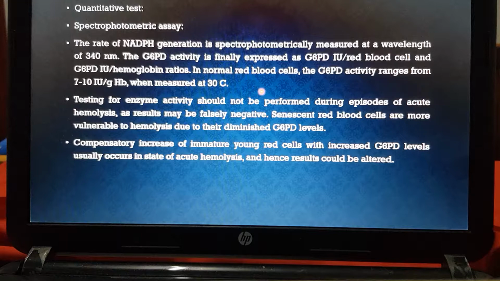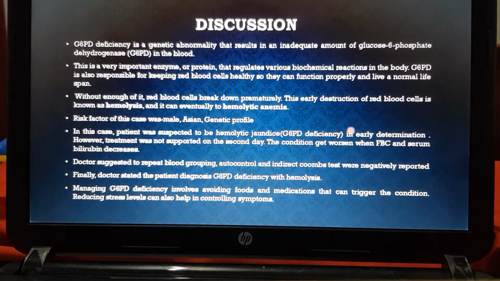30 degrees. Testing for enzyme activity should not be performed during an episode of acute hemolysis, as the result may be falsely negative. Senescent red blood cells are more vulnerable to hemolysis due to the diminished G6PD level. A compensatory increase of immature young red cells with increased G6PD level usually occurs in the state of acute hemolysis, and hence the result could be misattributed.